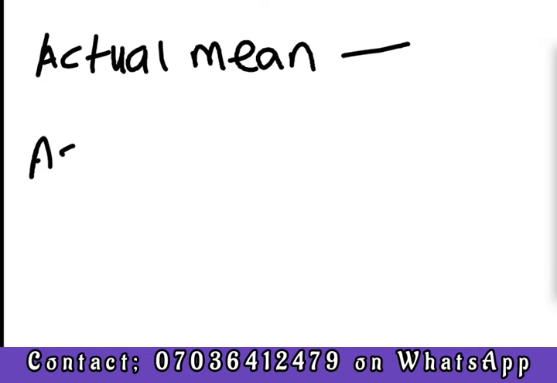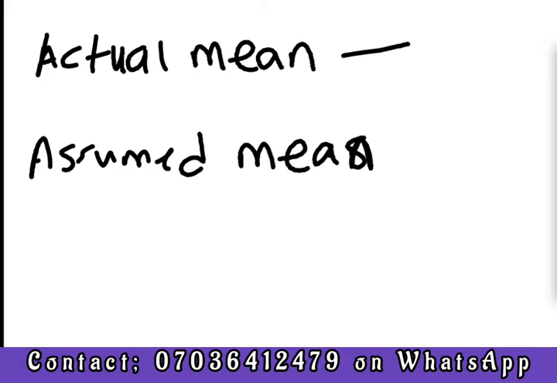So we call the first method the actual mean or the direct mean method, and then the other one is the assumed mean method. Now when we say direct method or the actual mean, that means that we're going to find the mean of X and the mean of Y. Now the mean of the scores in economics and the mean of the scores in accounting. That is if we are using the actual mean method.